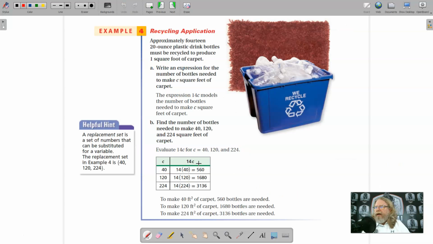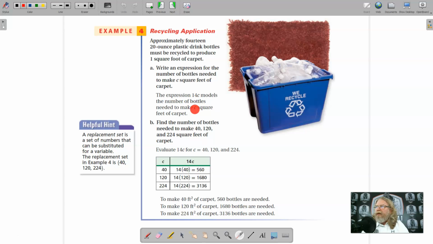So example 4, here we have our recycled bottles that we're going to make carpet out of. This recycling application is back from the first slide of this lesson. Approximately 14 20-ounce plastic drink bottles must be recycled to produce 1 square foot of carpet. In a word problem, identify the information that is important to you. Write an expression for the number of bottles needed to make C square feet of carpet. The expression 14C models the number of bottles needed to make C square feet of carpet, because it takes 14 bottles for every square foot.